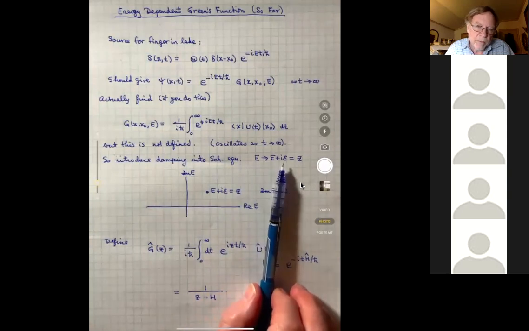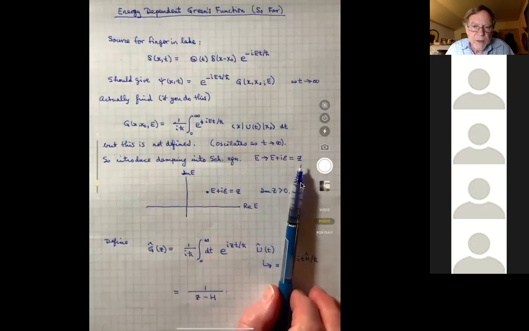Epsilon here makes you think that it's small, and we will let epsilon go to zero at a certain point, but actually epsilon doesn't have to be small. It's just a damping parameter. So we'll call this complexified energy z.